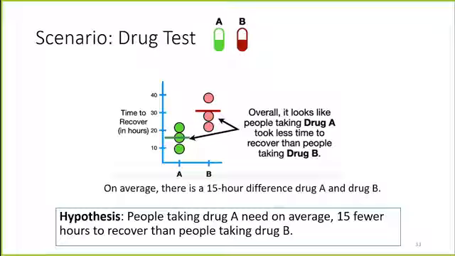So let's see how we come up with the hypothesis. From these numbers, I can come up with one hypothesis. Let's say, okay, people taking drug A need on average 15 fewer hours to recover than drug B. That means drug A is 15 hours better. Okay, I can sell drug A now. Is that it? Can I now claim that my drug A is better than drug B right away?